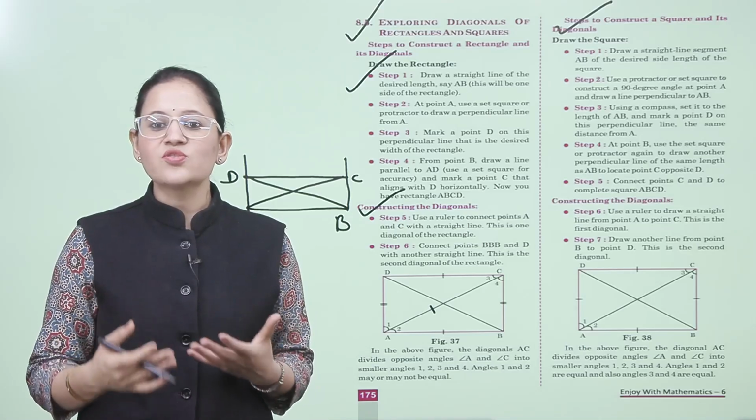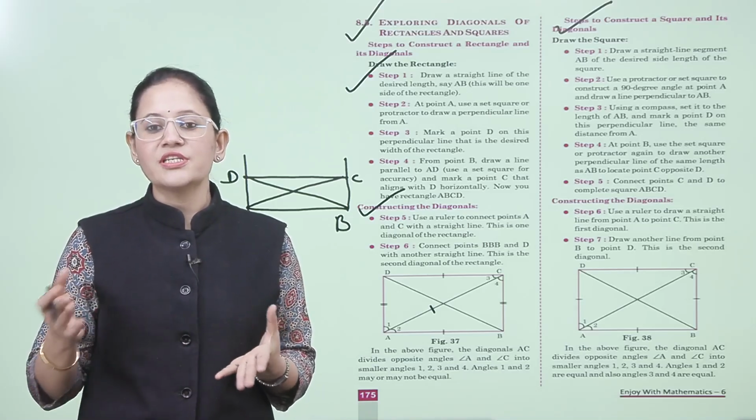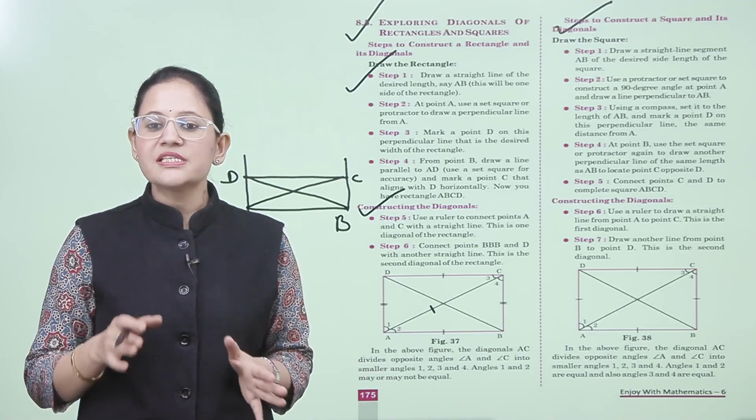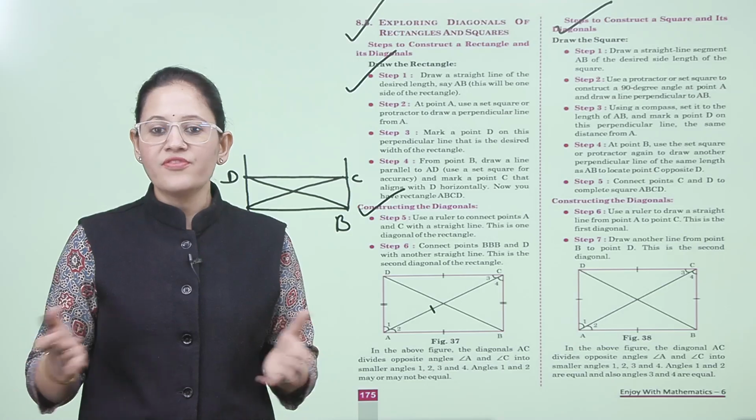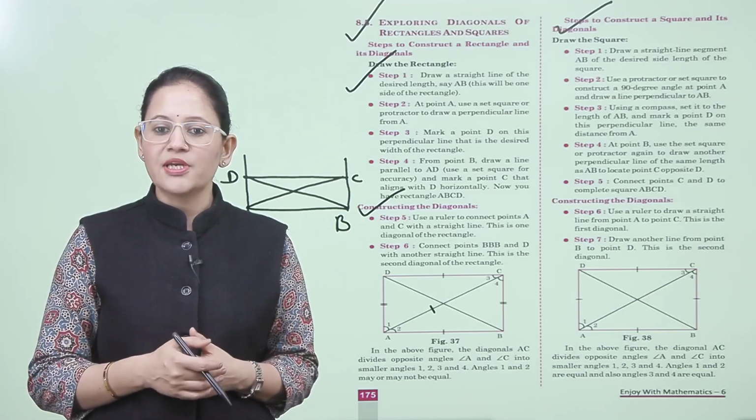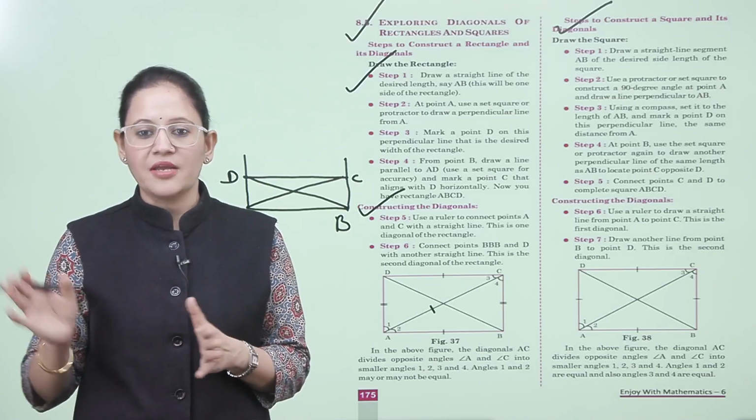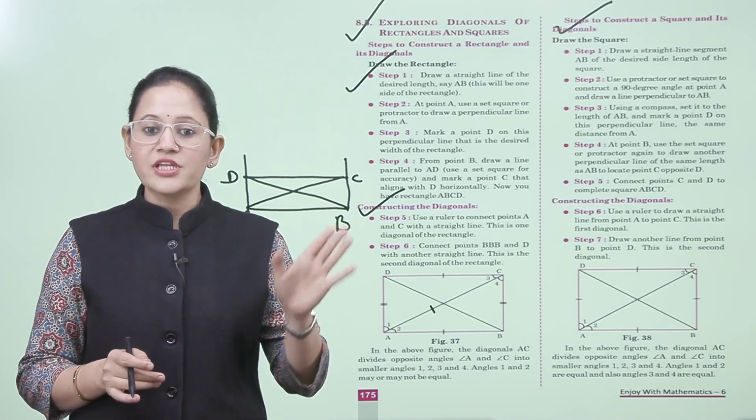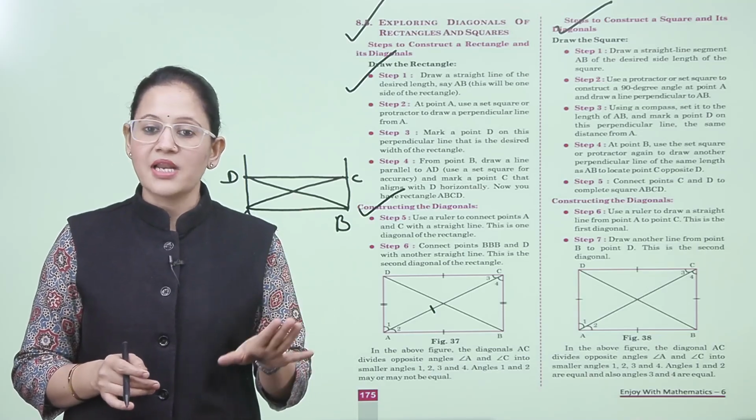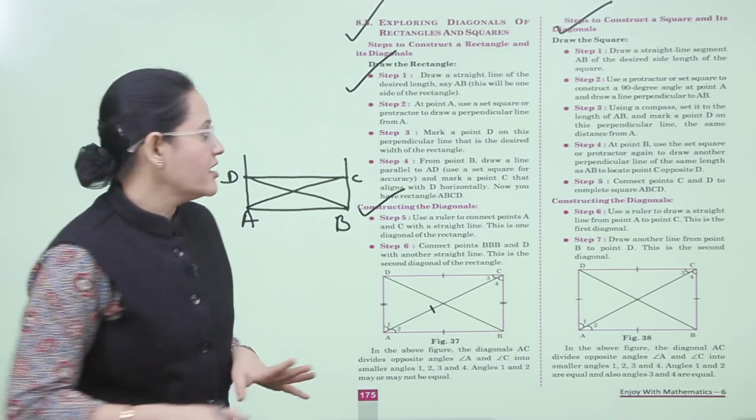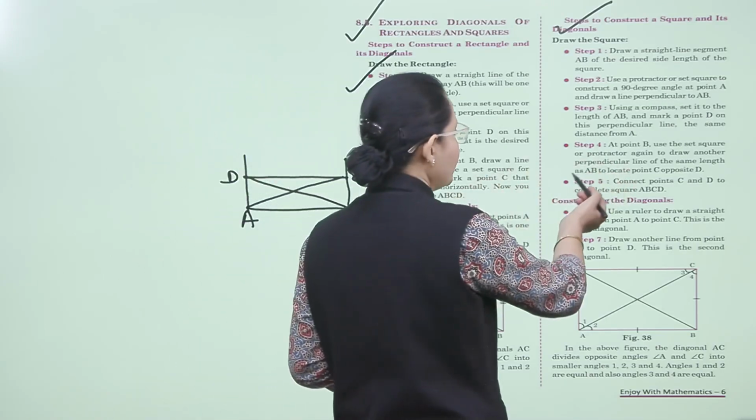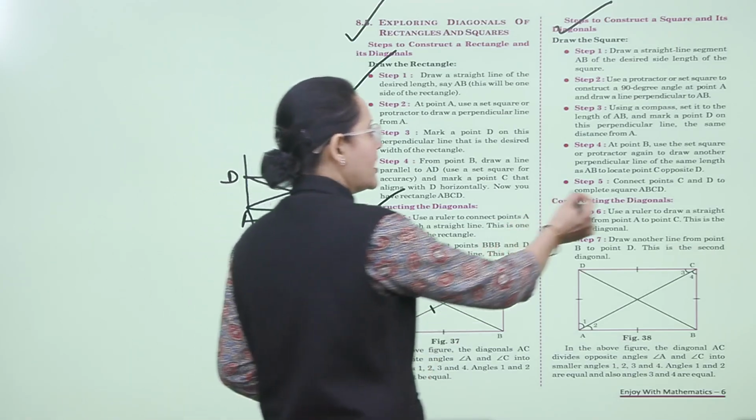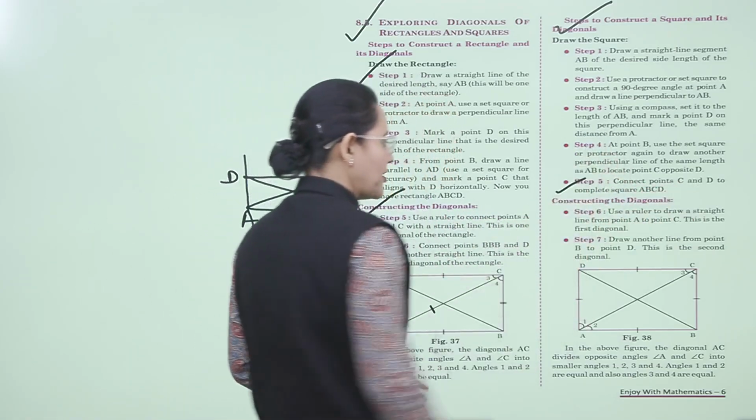Use the protractor and set square to construct the 90-degree angle at point A and draw the line perpendicular to AB. Using the compass, set it to the length of AB and mark the point D on this perpendicular line, the same distance from A. Now at point B, use the set square or protractor again to draw another perpendicular line of the same length. Because in a square all 4 sides are equal, the length should be the same as AB to locate the point C opposite to D. Now connect the points C and D to complete the square ABCD.